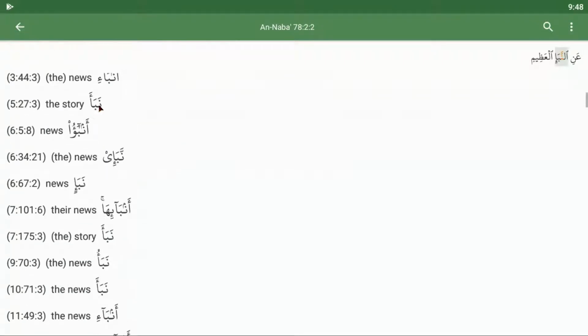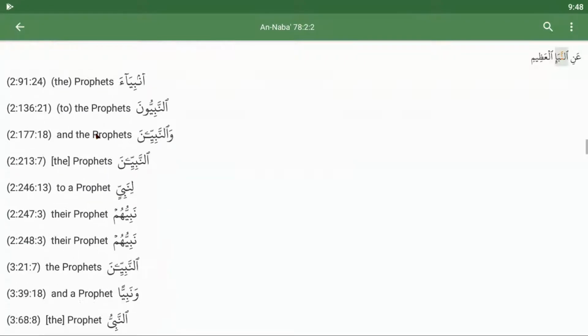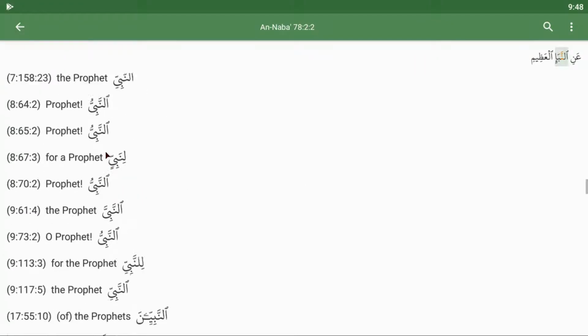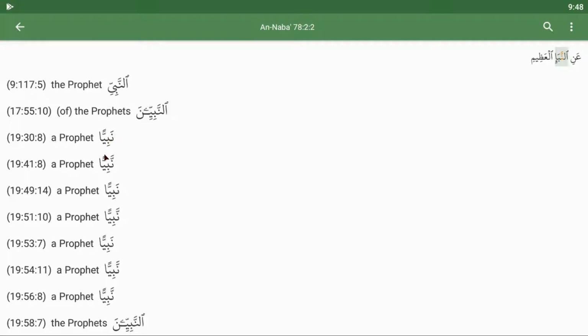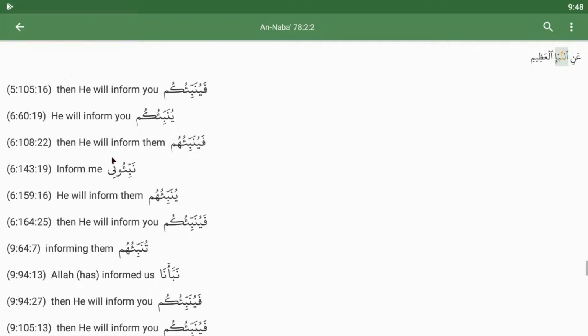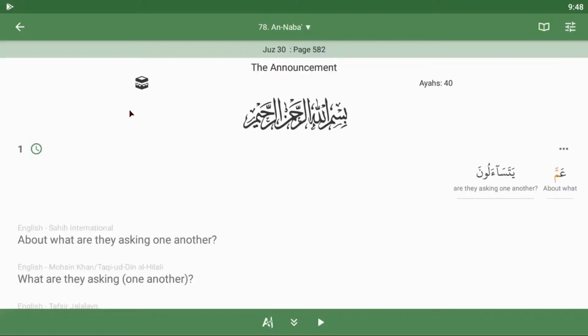News, plural. Naba, story, right? And so on. It comes news, story, news, information. And prophets also. Nabi. Anin naba il azim. Nabiyya. All these prophets come from the same root word because prophets means the one who informs. So naba means news, right?